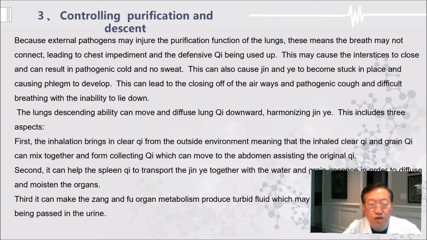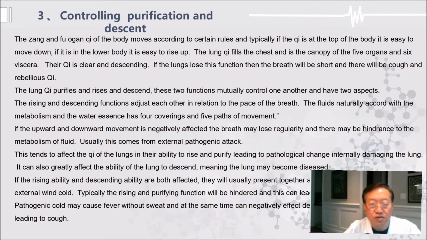Second, it can help the spleen qi to transport the jinye together with water and grain essence in order to diffuse and moisten the organs. Third, it can make the zang and fu organ metabolism produce turbid fluid, which may move in the kidneys and bladder, being passed in the urine. The zang and fu organ qi of the body moves according to certain rules, and typically, if the qi is at the top of the body, it's easy to move down. If it's in the lower body, it's easy to rise up.